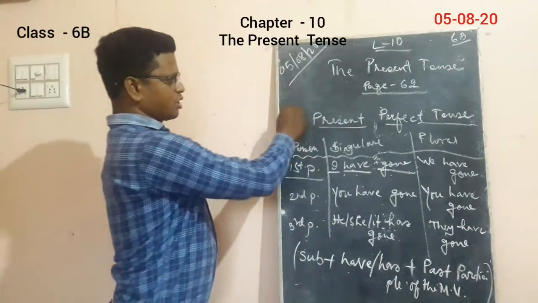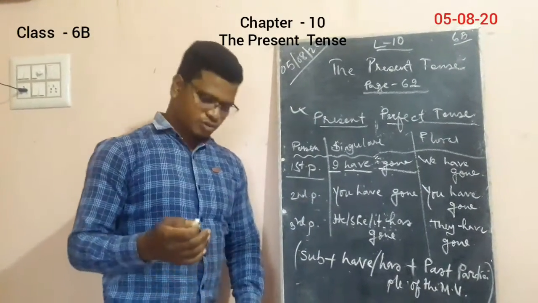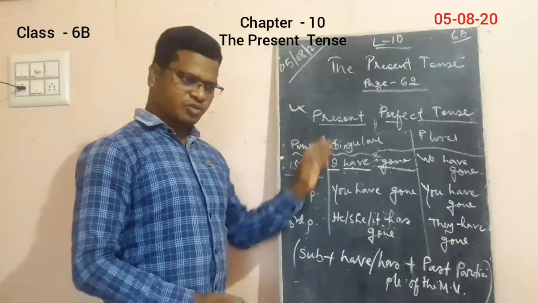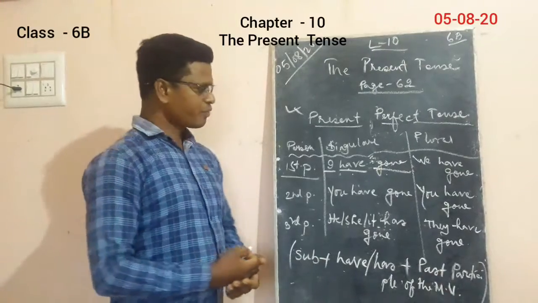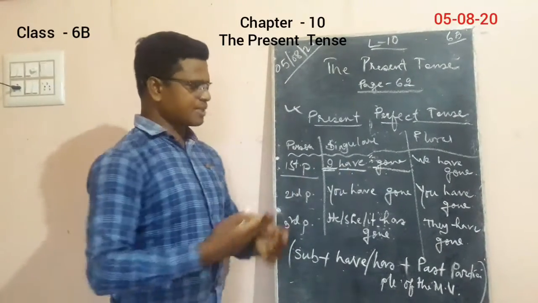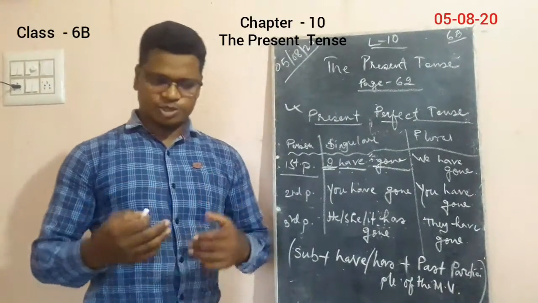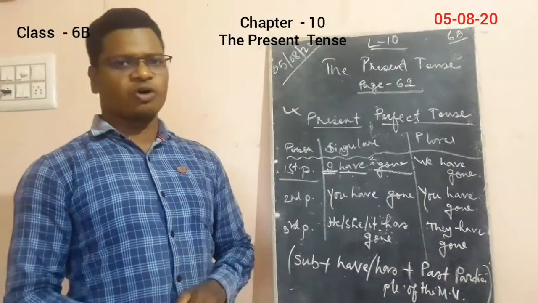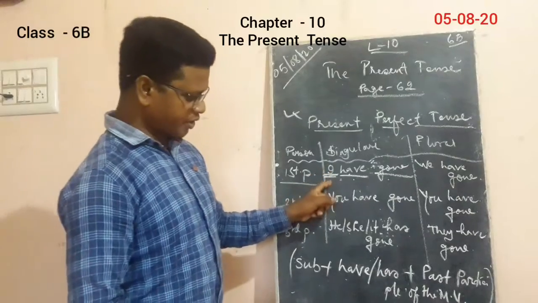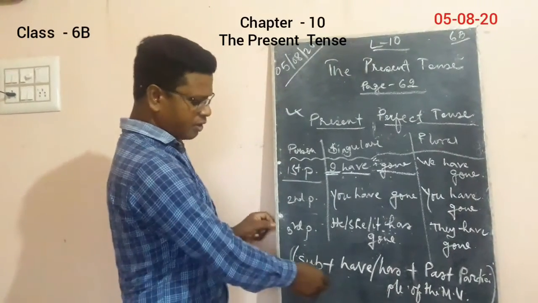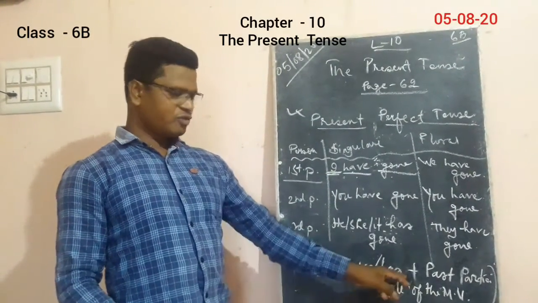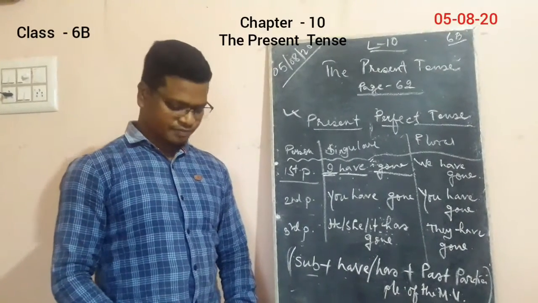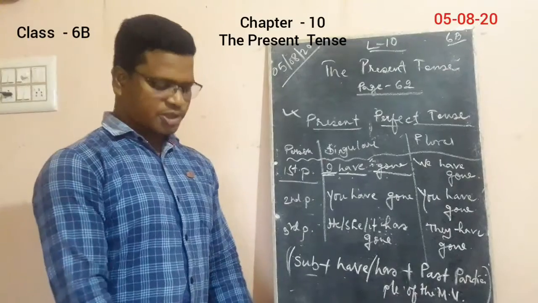So remember this chart. Whenever you speak in present perfect tense, make sure all these things are there. We cannot just simply say, for example, I go. That is absolutely wrong. We must use the correct form as I have already written here: subject plus have, otherwise has, and then the past participle of the main verb. Now let us see the exercise.